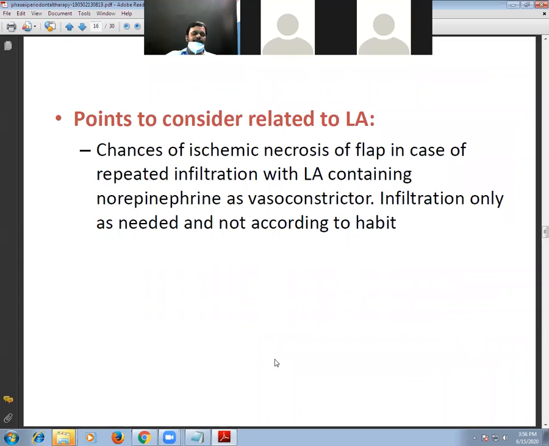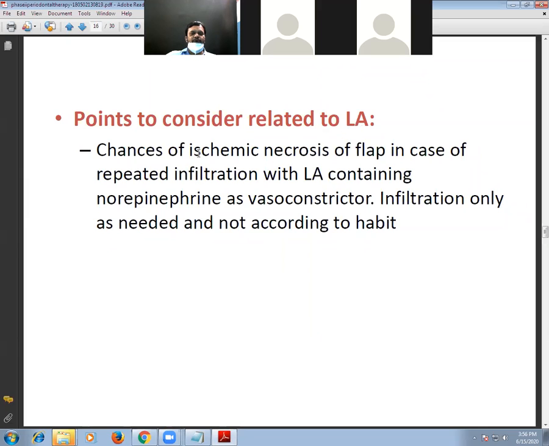Then, as we know, while performing any periodontal treatment, we are anesthetizing the local area. We are administering the local anesthetic agents. But while performing, we have to take some points into consideration while administering local anesthesia.